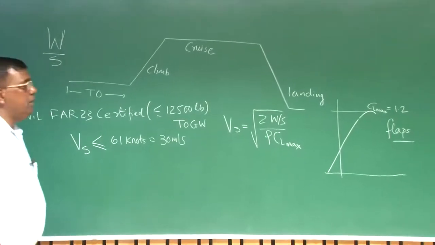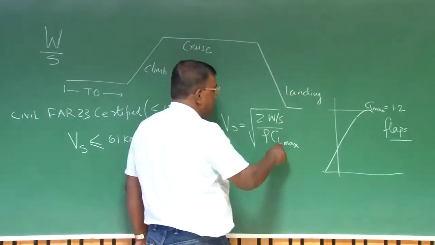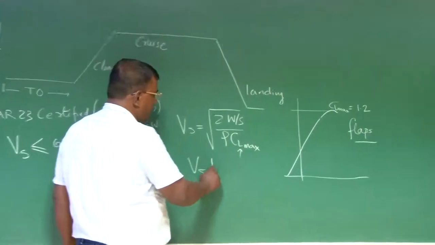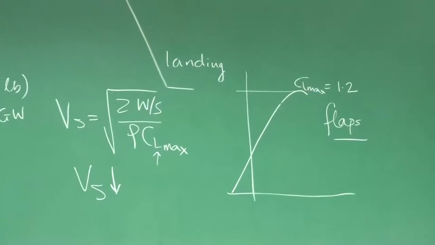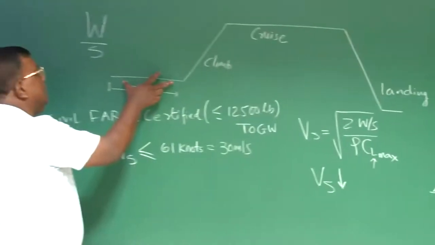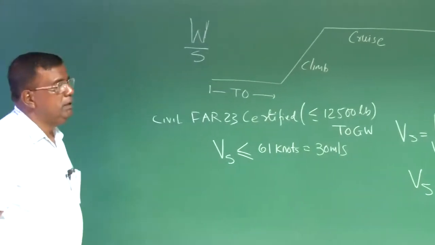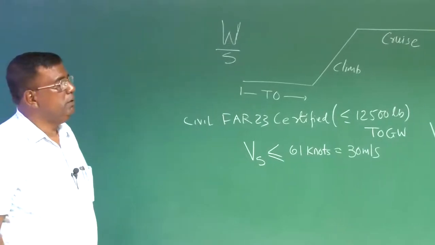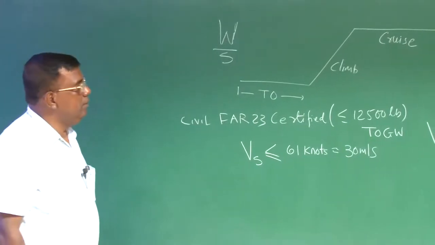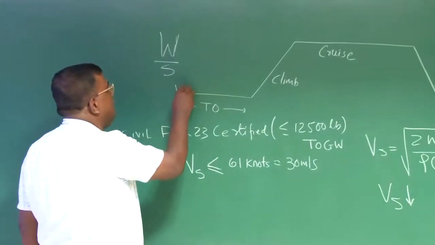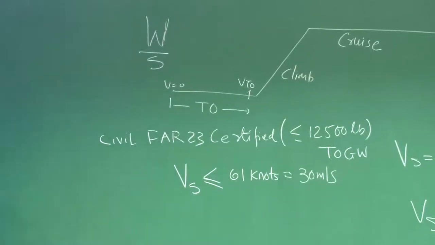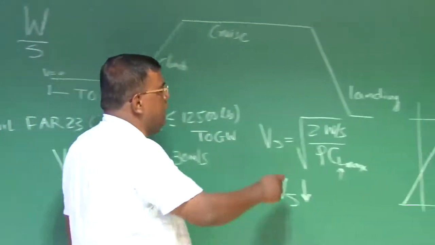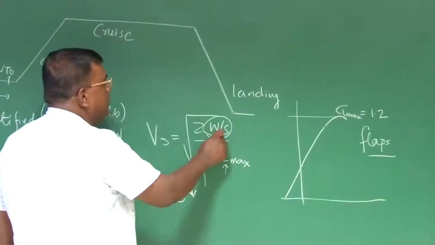What is the implication of that? If you increase CL max, your V stall is going to reduce, and that will not only help you in reducing the takeoff distance, it will also reduce the amount of thrust required, because you have to accelerate from here to that V takeoff speed. So that demands, for a given altitude takeoff, a particular W by S.